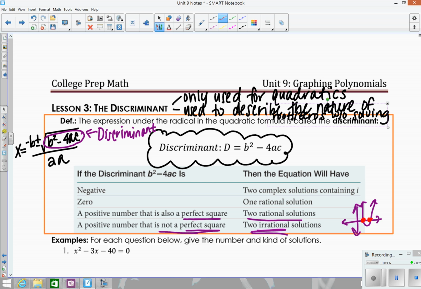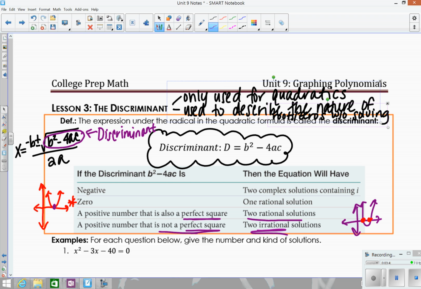And then the other two cases. If you get 0, basically what that means is your graph is only going to have one x-intercept. It's going to hit the x-axis once. The reason for that is if you had 0 under the square root, that would be like saying negative b plus or minus 0, and you don't need to worry about the plus or minus 0. So it would just be negative b over 2a.